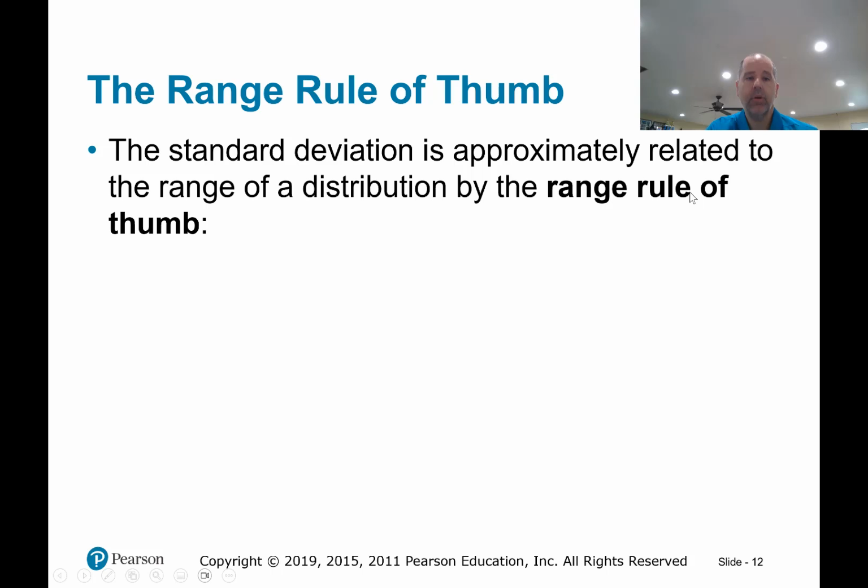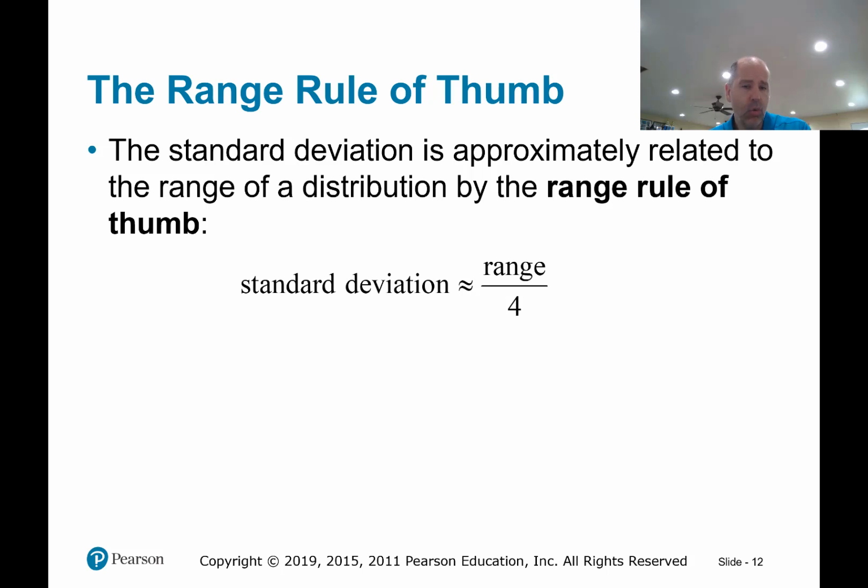All right, so now the range rule of thumb. If we wanted to approximate the standard deviation, we would use this rule of thumb formula. All we do is take the range and divide by 4. Again, we want to be careful with this because the range is very sensitive to extreme values or outliers.